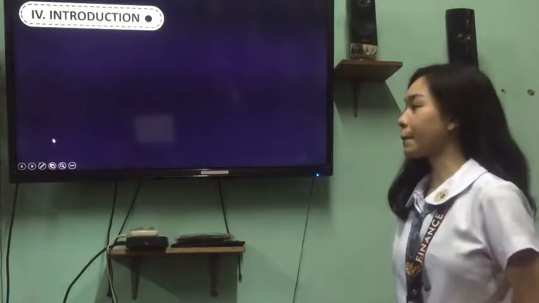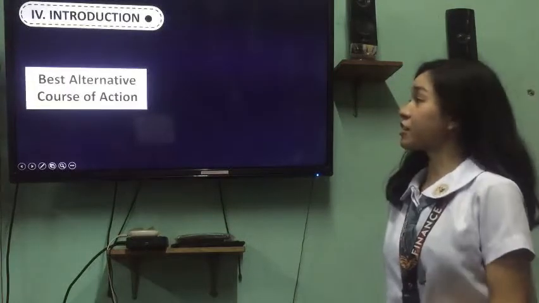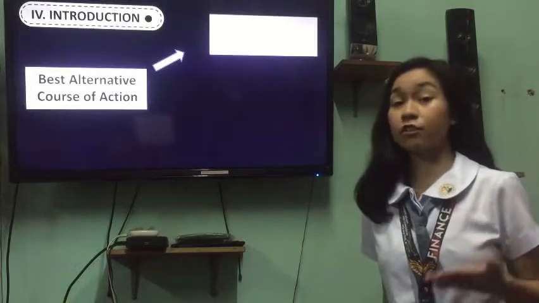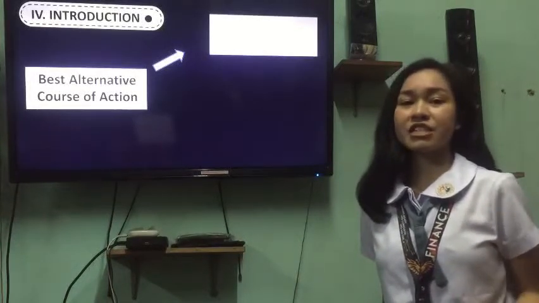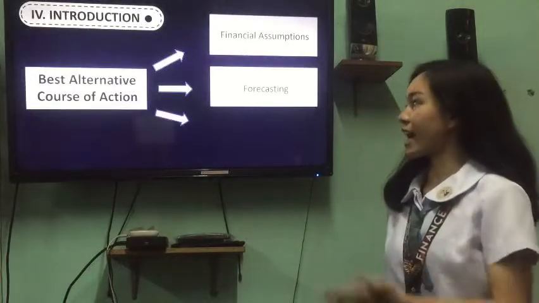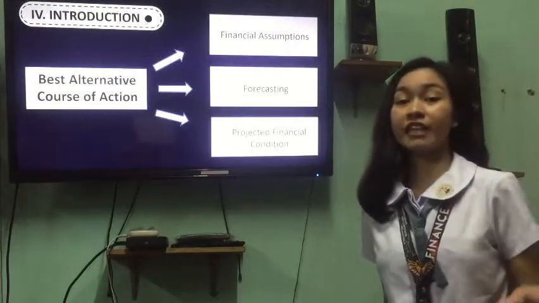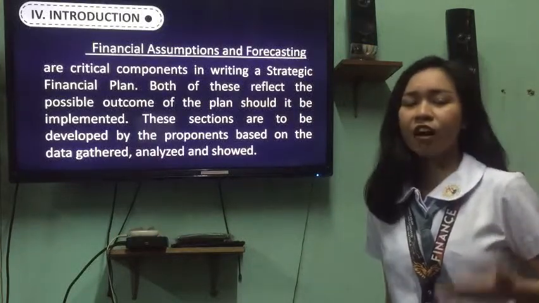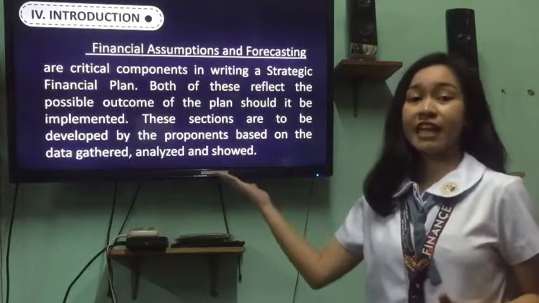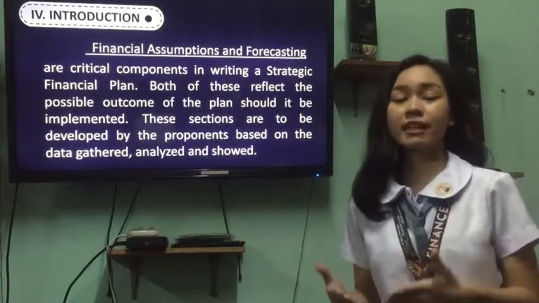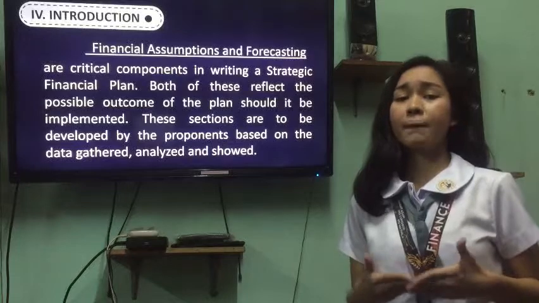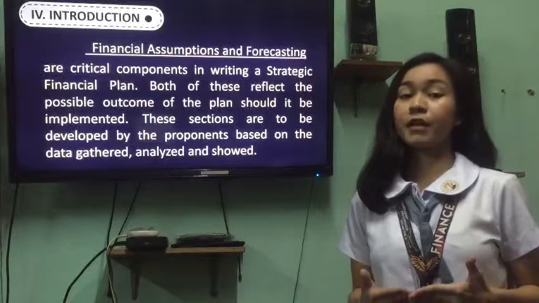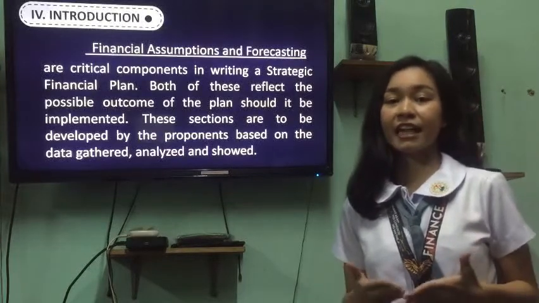After coming up with and choosing the best alternative course of action, analysts will have to create well-reasoned estimates of the outcomes of the plan should it be implemented, starting from the financial assumptions, forecasting, and projected financial condition of the entity. Establishing financial assumptions and forecasting are critical components in writing a strategic financial plan. These sections will reflect the possible outcomes of the plan upon its implementation. These sections are to be developed by the proponents based on the data gathered, analyzed, and shown.